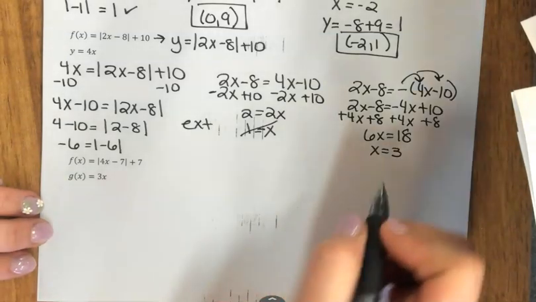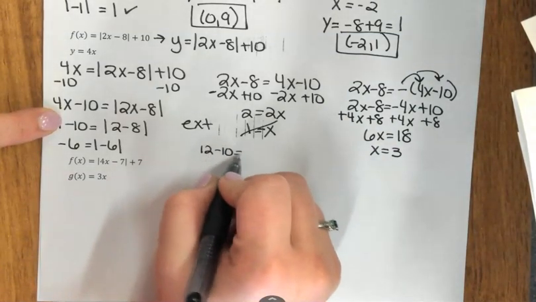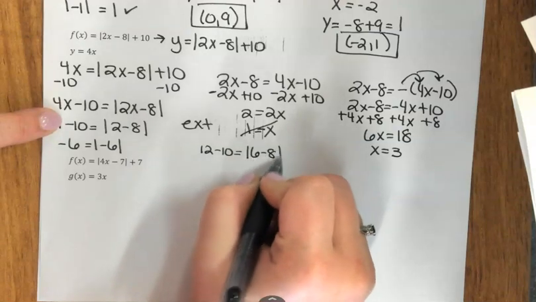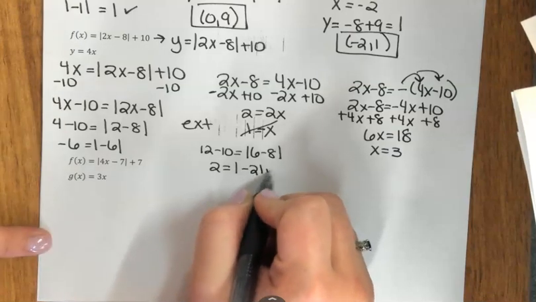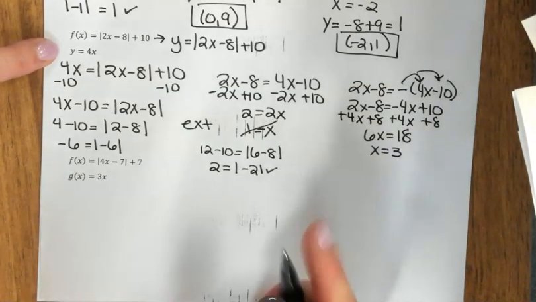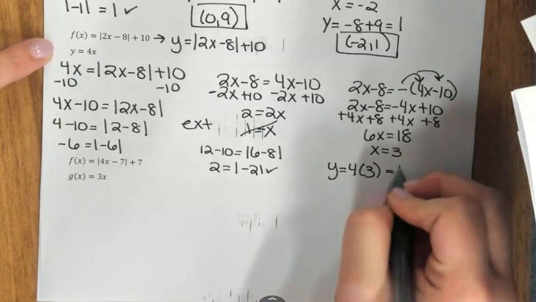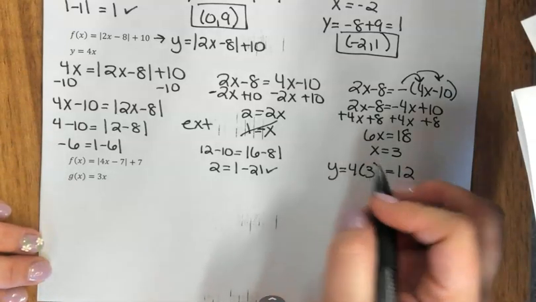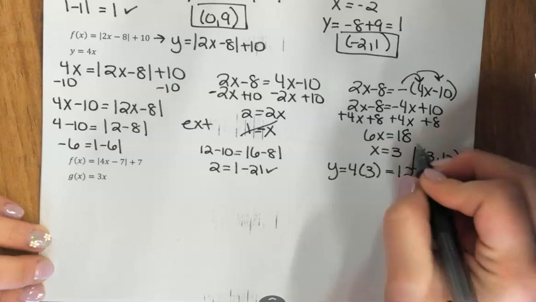Now let's try 3. 12 minus 10 equals the absolute value of 6 minus 8. The absolute value of negative 2 is 2. So 3 does work. Now I need to find my y coordinate. I'm just going to plug it into the second one because it's a little less math. And I get 12. So 3, 12 is the solution.